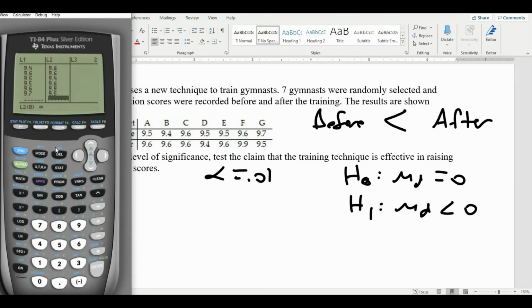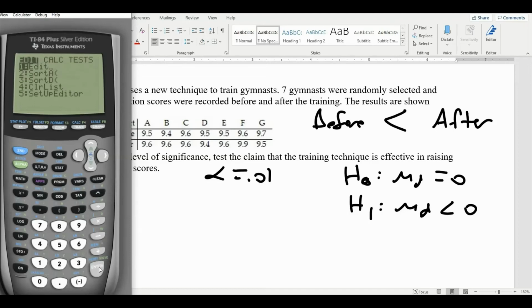Hit the wrong thing. I'm going to go up here and check to make sure that everything is typed in correctly. 9596 9496 9696 9594 9596 9699 9795. So remember what I did? I did this to get the L3 and want the difference. So I did L1 minus L2 store L3, hit enter. It brings up those values.